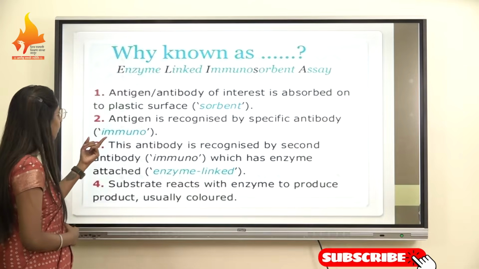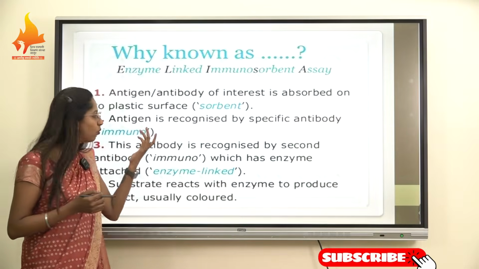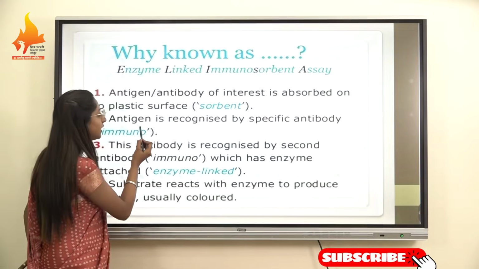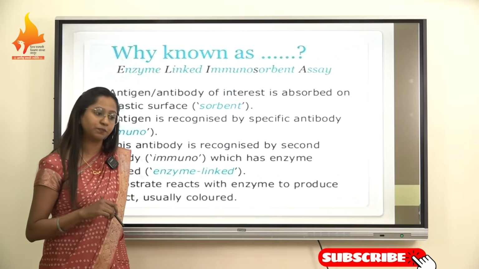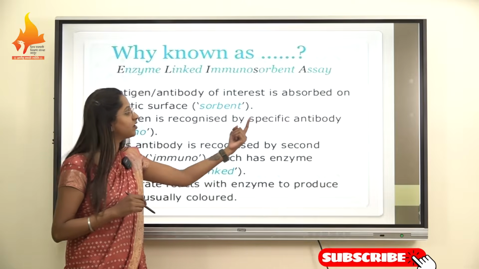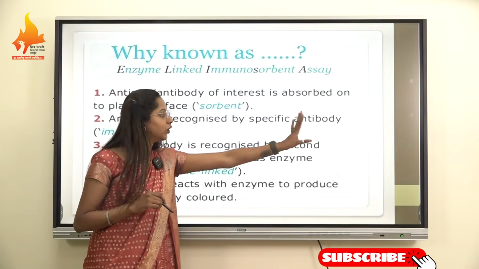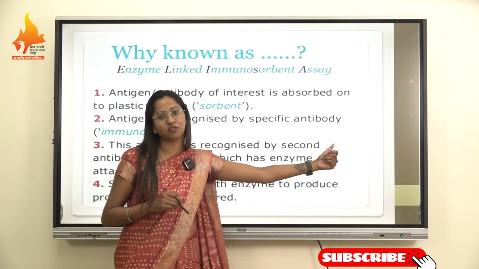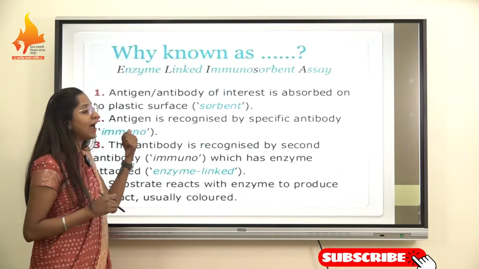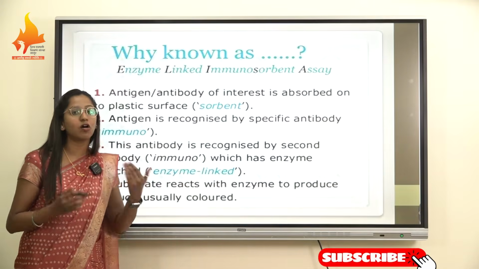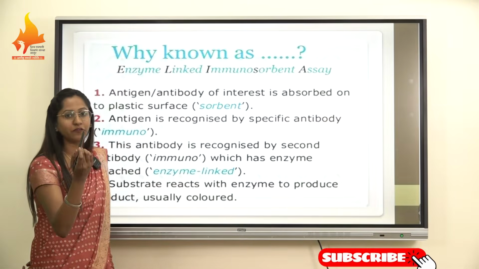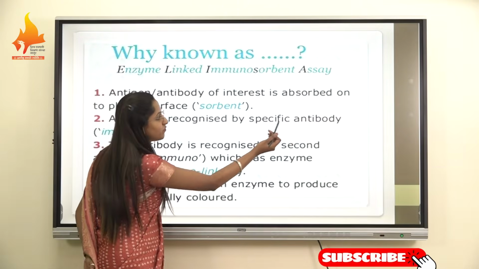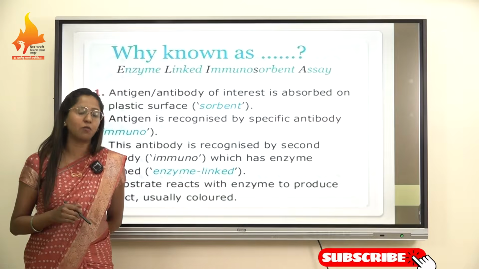Coming to the next term, immuno. From the name itself, any outside material that is recognized by our body leads to the production of a specific type of antibody. You can call antibody a soldier, and you can call antigen a thief of our body. So immuno means this particular thief is recognized by a specific soldier which is present inside our body.